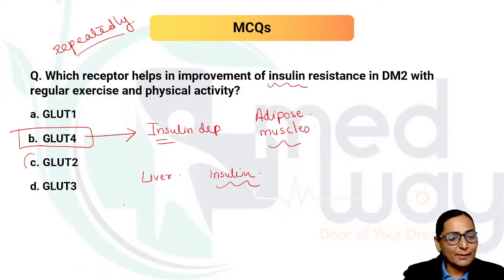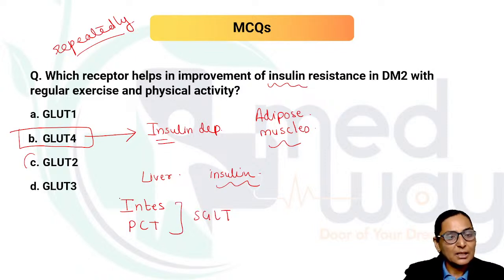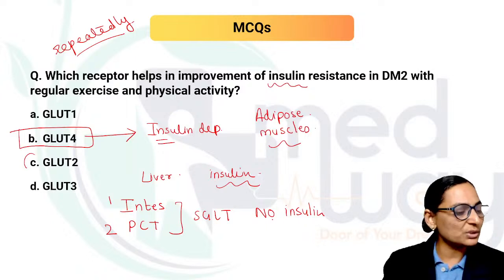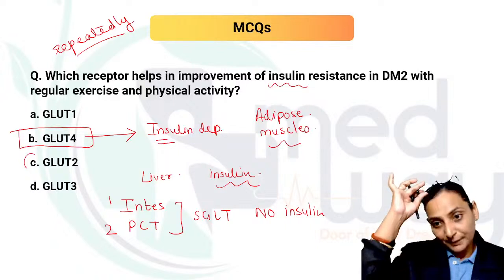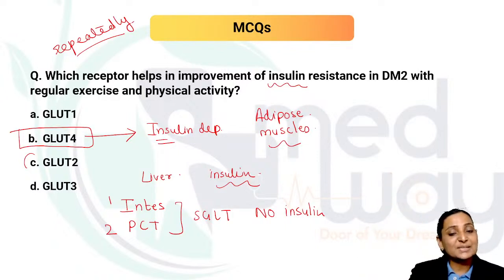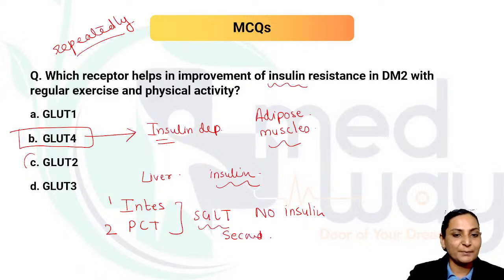Apart from this, you must remember that in intestine and in your PCT of kidney, you have got SGLT 1 and 2. And here there is no need of insulin for glucose transport. So this also gives you an idea that glucose reabsorption is both active and passive, because GLUT will be passive, facilitated diffusion, and SGLT will be a secondary active transport mechanism.